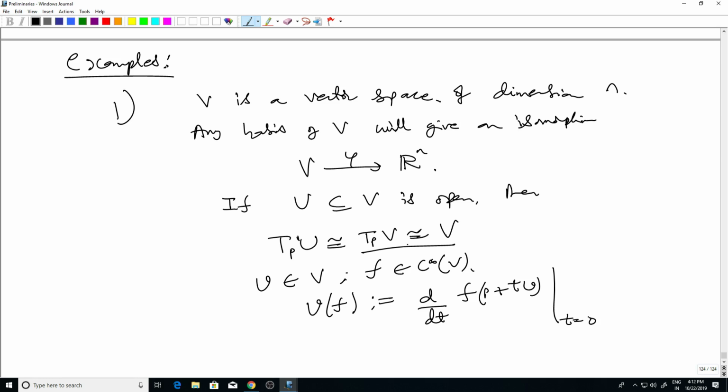The good thing is that this f of (p plus tv) is just a real valued function of a real variable. One can forget about the intermediate vector space, and this derivative is in the usual classical one variable calculus sense. And the point is that this gives an isomorphism between V and T_P V. I don't have to specifically mention R^n in the process.